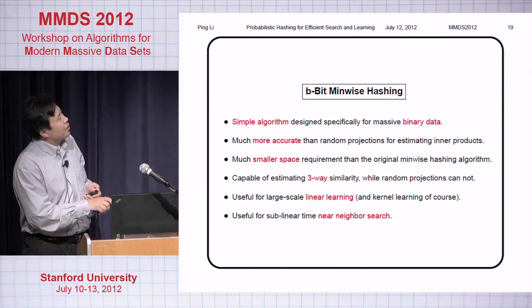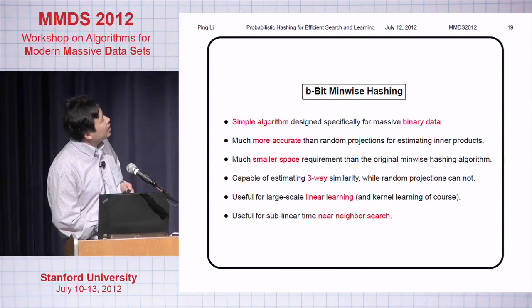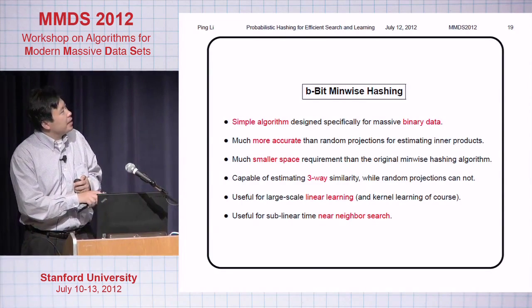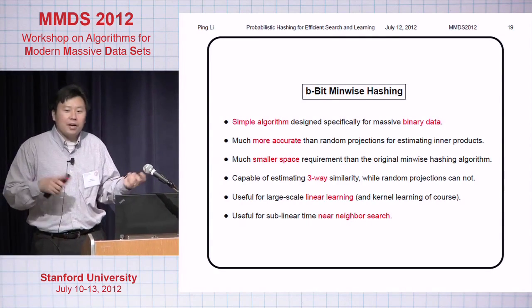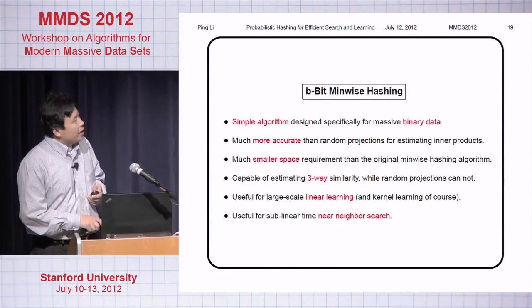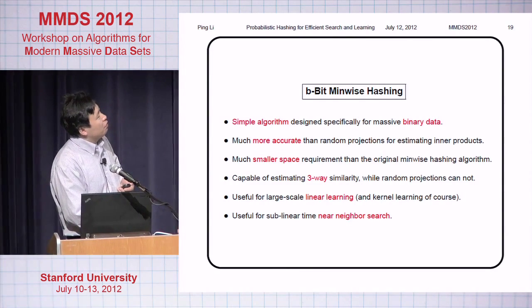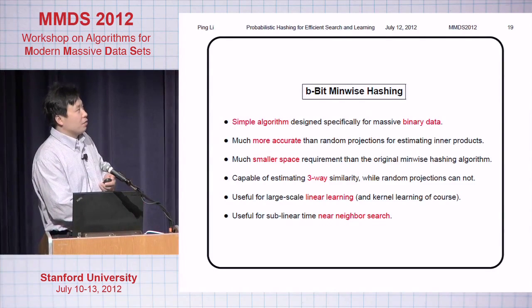And it's much more accurate than random projections for estimating inner product. It has much smaller space requirements. And it's capable of estimating not just pairwise, but also three-way and higher order interactions. Random projection cannot do more than pairwise. And it's useful for larger scale linear learning and, of course, kernel learning.